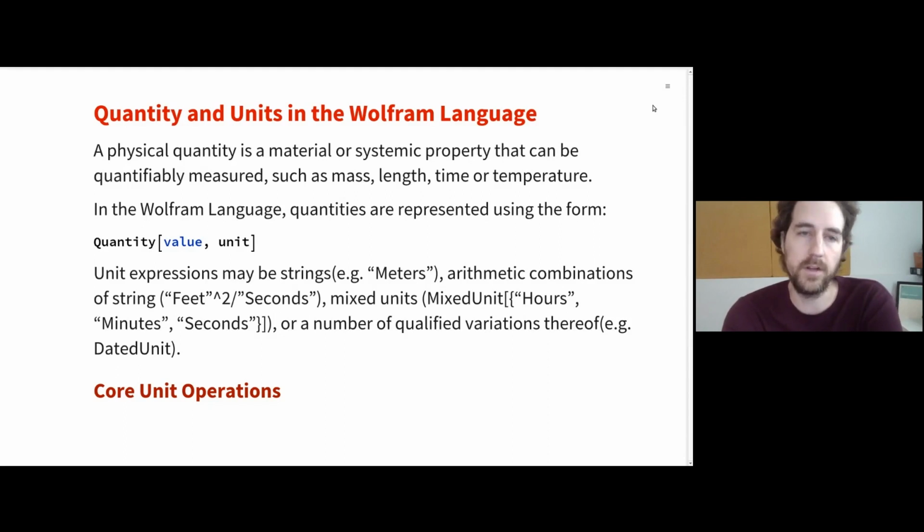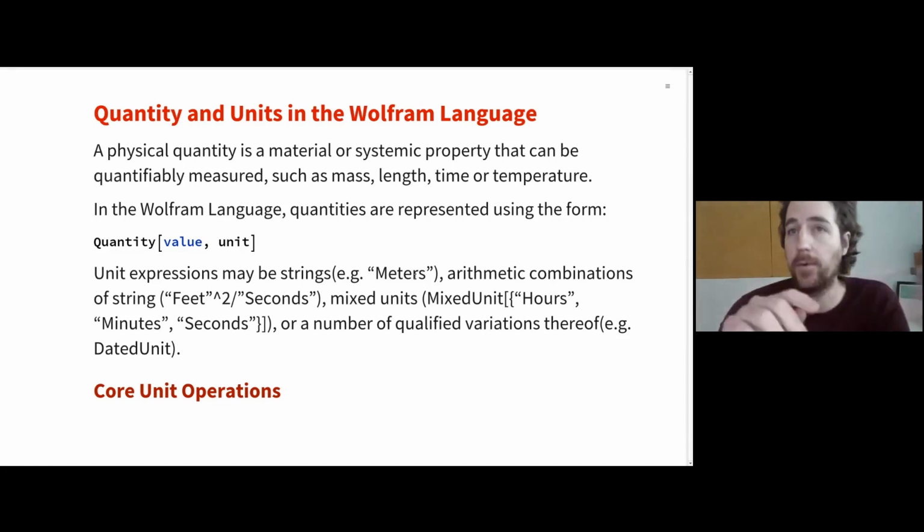In the Wolfram language, our canonical way to represent that is with a quantity expression, which has a value or magnitude and a unit. The unit expressions can be anything from a simple string, such as meters, to an arithmetic combination of strings, like meters squared per second or feet squared per second. Also, mixed units like hours, minutes, and seconds together as a single quantity, or various qualified versions of that, such as dated units for historical currencies, and independent units for units that don't fit within the normal unit framework, but maybe something like a counting unit.